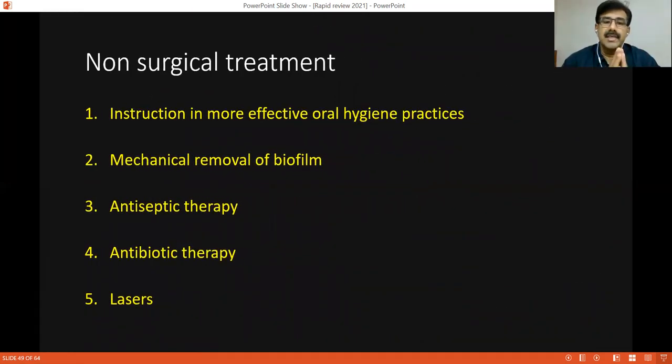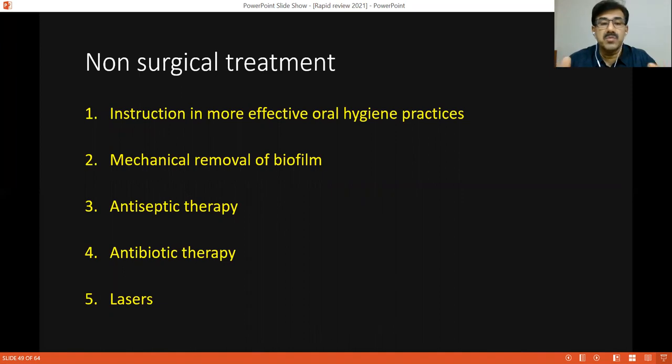Now, what is the non-surgical treatment? Non-surgical, as good oral hygiene instructions, you advise the patient. We discussed how to advise the patient in maintaining good oral hygiene. So that is the first one. Second is you have to mechanically remove the biofilm. But here, there are certain changes that we'll discuss one by one.